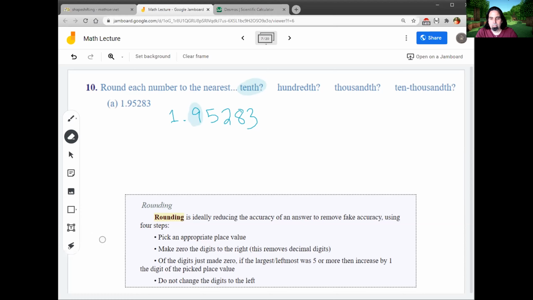Okay, so I had picked the tenths. Now I'm going to make everything to the right of that 0. Is this 5 going to make the 9 get bigger? Yes. So let me write this out in steps then. First we go 1.9, and we're going to get rid of 5283. Right? Going to get rid of all of those. But the 5 is going to make it bigger.